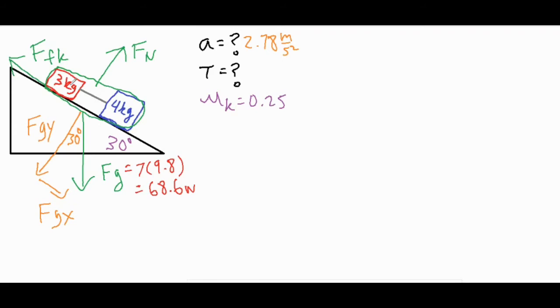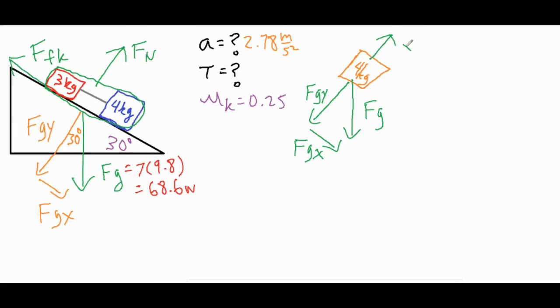So we can analyze the 3 kilogram or the 4 kilogram object. Either one would be totally fine, but let's go ahead and grab our 4 kilogram mass. If we're just focusing on our 4 kilogram mass, we of course have the force of gravity straight down. That has the two components as it did earlier, the FGY and also the FGX. We have the normal force up perpendicular from the surface, and then we have the force of kinetic friction pushing back on the object.